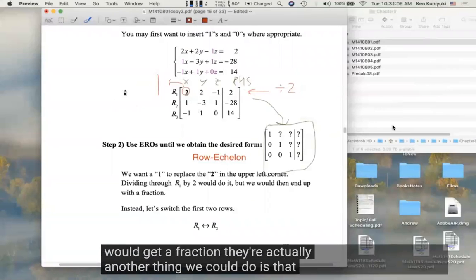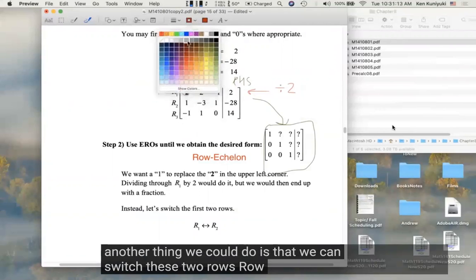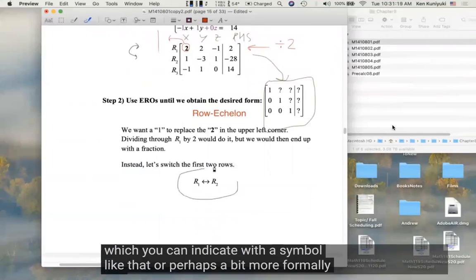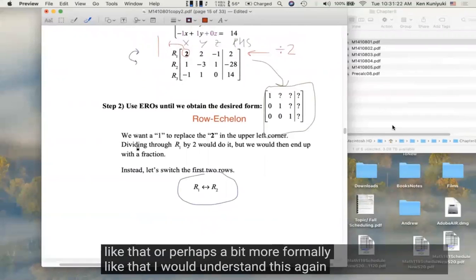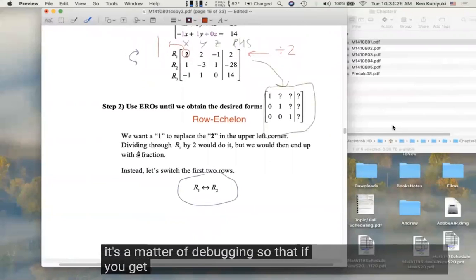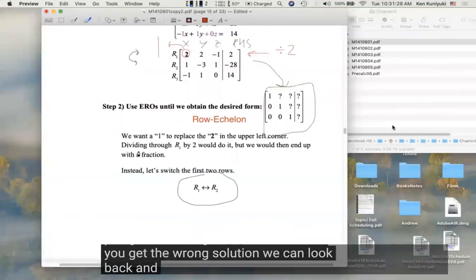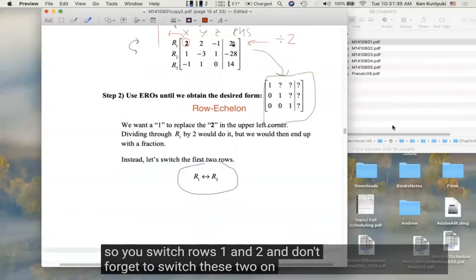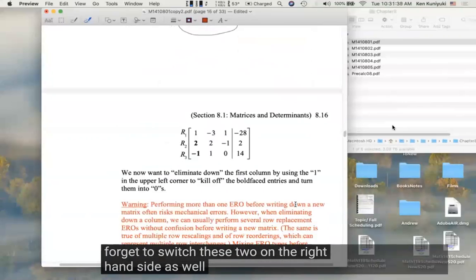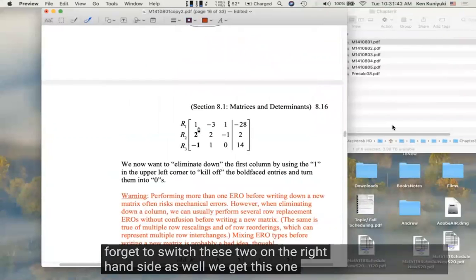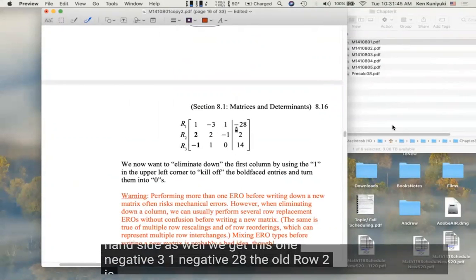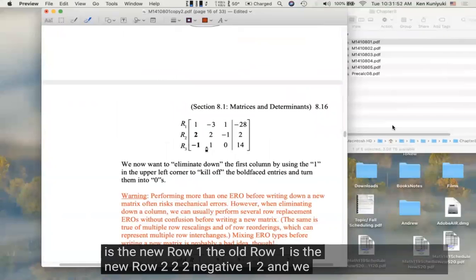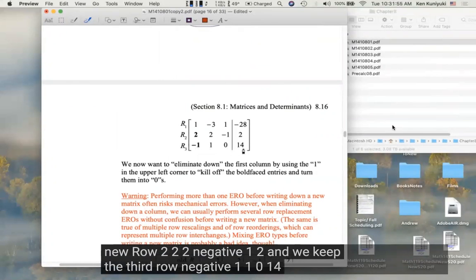Actually, another thing we could do is that we can switch these 2 rows. Row 1 and row 2, which you can indicate with a symbol like that, or perhaps a bit more formally like that. I would understand this. Again, it's a matter of debugging so that if you get the wrong solution or I notice you get the wrong solution, we can look back and see what you did. So we switch rows 1 and 2, and don't forget to switch these 2 on the right-hand side as well. We get this: 1, -3, 1, -28. The old row 2 is the new row 1. The old row 1 is the new row 2, 2, 2, -1, 2. And we keep the third row, -1, 1, 0, 14.